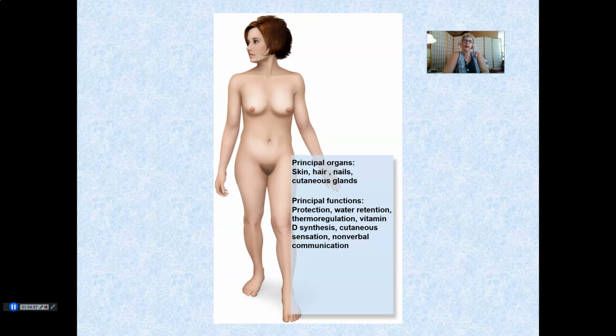So the first thing that we're going to do in AMP 1 is skin. These are some of the functions: protection, water retention, thermoregulation, vitamin D synthesis, cutaneous sensation, nonverbal communication. You know how, if you're walking and somebody's behind you and you can sort of sense it? Well, we have that on our skin. We have these sensors, you know, we can feel. So it's amazing. The skin is an amazing organ. It is the largest organ, believe it or not, in the body. So we'll go over that.